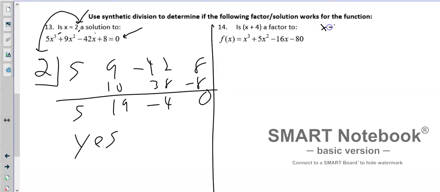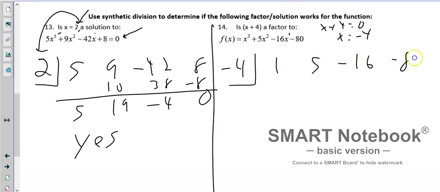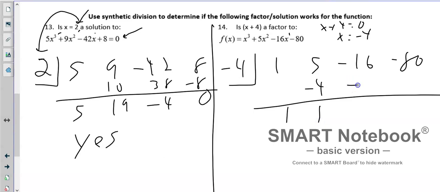Remember this one, I'm telling you x plus 4, so you set it equal to 0. X is negative 4. Put negative 4 in the box. I have a 3, 2, 1, 0. I need no zeros on this one. 1, 5, negative 16, negative 80. Drop the 1, multiply by negative 4. Add straight down. Multiply by negative 4. Add straight down. Multiply by negative 4. Add straight down. And the answer is yes again.